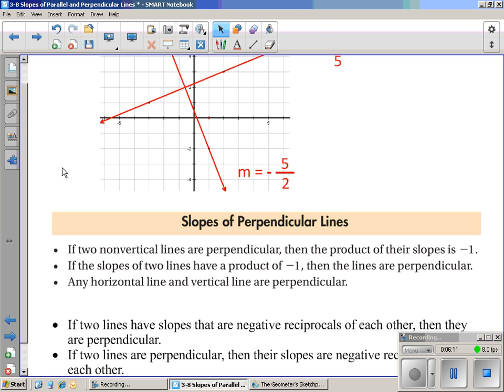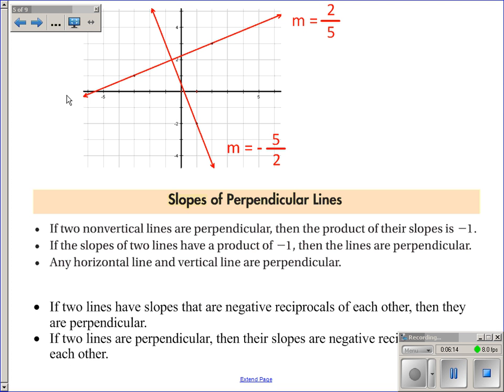If two non-vertical lines are perpendicular, then the product of their slopes is -1. Or the other way, the converse: if the slopes of two lines have a product of -1, then the lines are perpendicular. Okay, also any horizontal line and a vertical line are also perpendicular to each other.